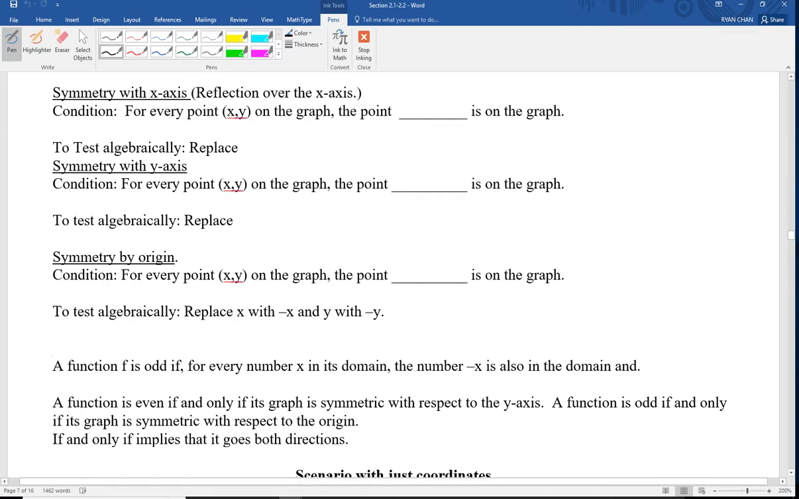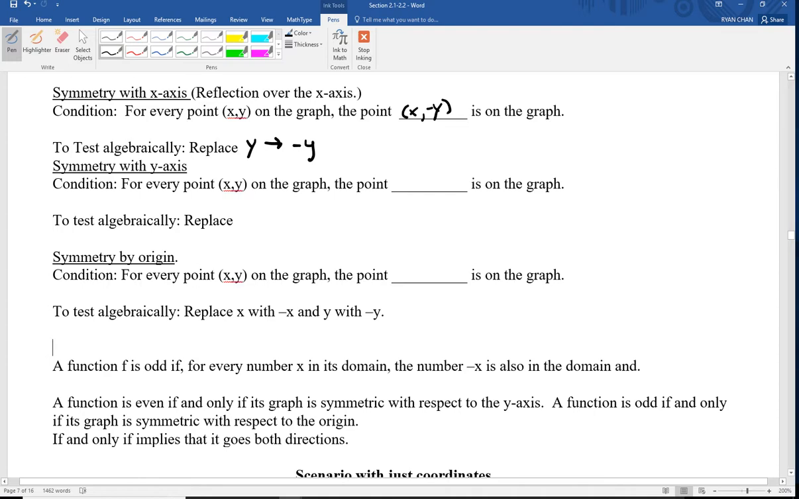So symmetry with the x-axis means reflects over the x-axis. For every point that you start off with, which is x comma y, you're going to replace it with x comma negative y. So every y gets replaced with negative y, for every point. That's going to be your rule for the x-axis.